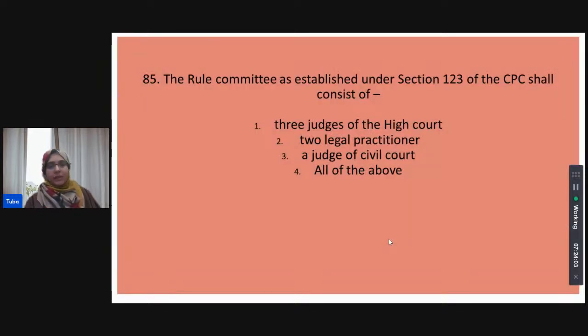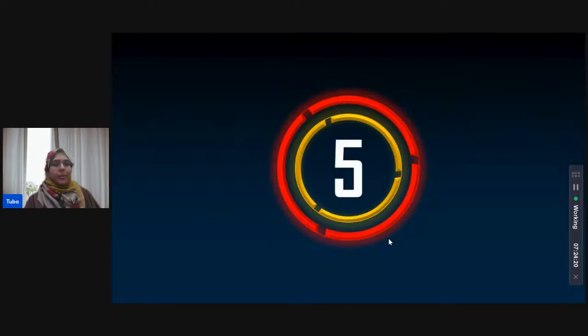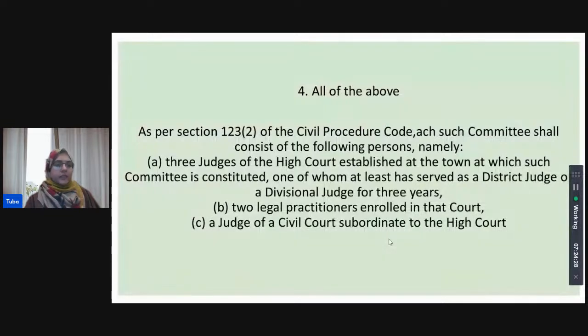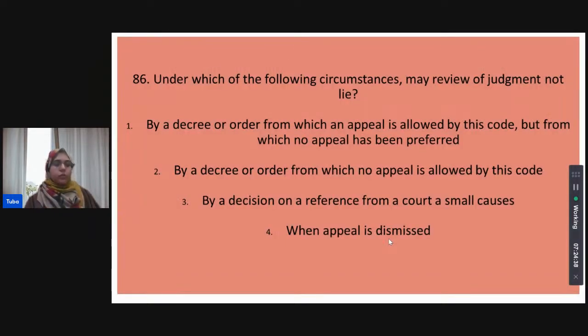85. The Rule Committee, as established under Section 123 of the CPC, shall consist of Option 1, 3 judges of the High Court, Option 2, 2 legal practitioners, Option 3, a judge of civil court, or Option 4, all of the above. It is 4, all of the above. Section 123 deals with it and provides the composition of the committee. Atidevya and Yash, you're both correct.